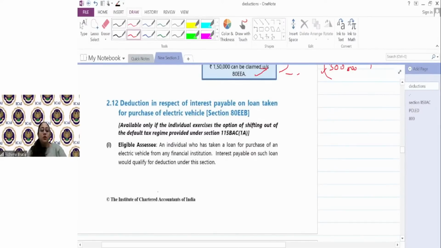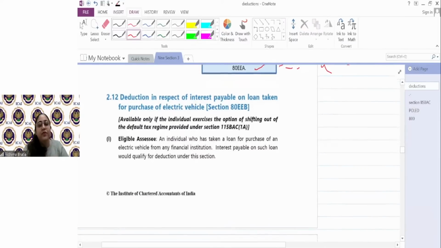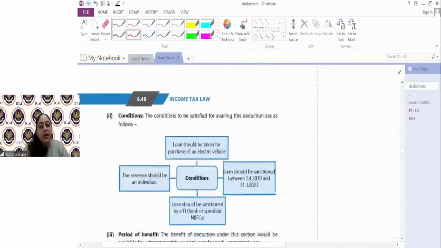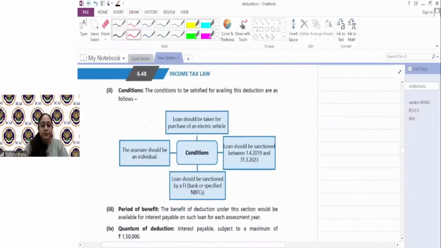So they introduced this interest benefit for whom? For any person who gets an electric vehicle on loan. It is a one-time benefit, meaning it will be available on the first purchase. What are the conditions, guys? Let's understand. Loan should be taken for purchase of an electric vehicle, necessarily. The assessee should be an individual. Loan should be taken from a bank or specified NBFCs, or financial institutions.